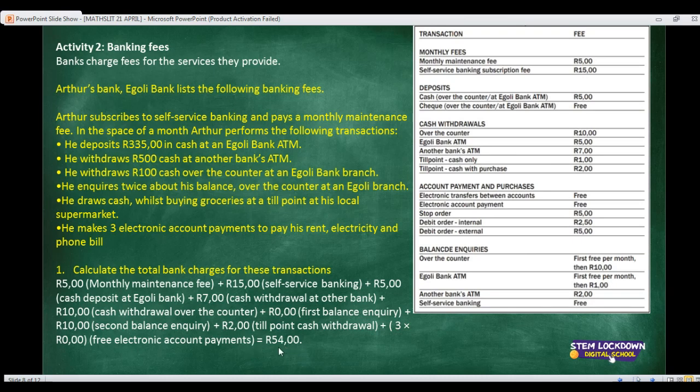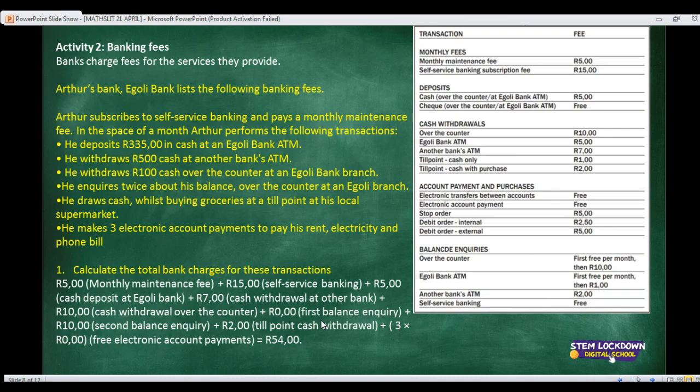Because as you can see, this month he had an overall 54 rands that only went to the bank charges. And this is how banks are making most of their money. So you can imagine if he had been withdrawing a lot of times or sending money over, withdrawing at other banks, sending money to other banks, how much charges is deducted from his account. That is a lot of money.